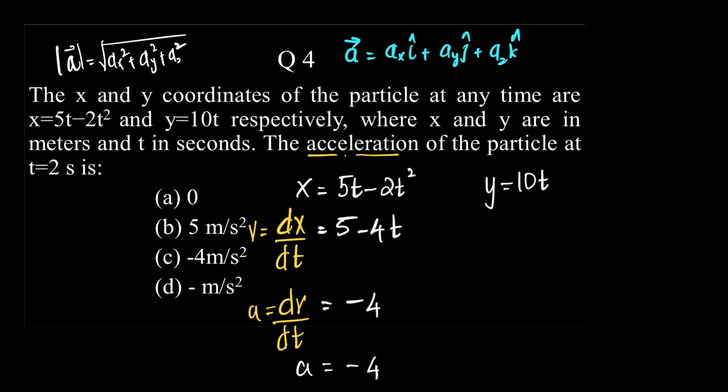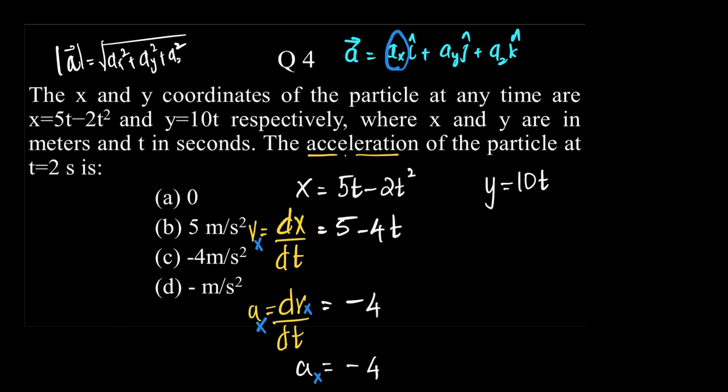So acceleration is equal to minus 4 is what you get. This is usually what students do. No, there is a mistake here. What is that? When you differentiate x with respect to t, what you get is vx, velocity in the x direction. When you differentiate vx with respect to time, what do you get? You get ax, which is basically acceleration in the x direction.